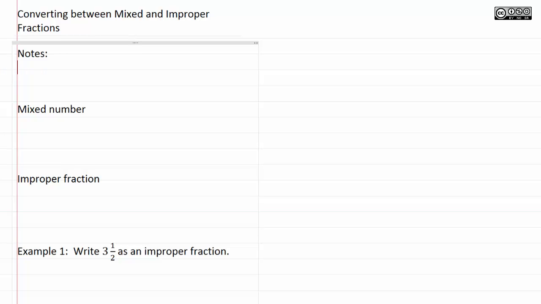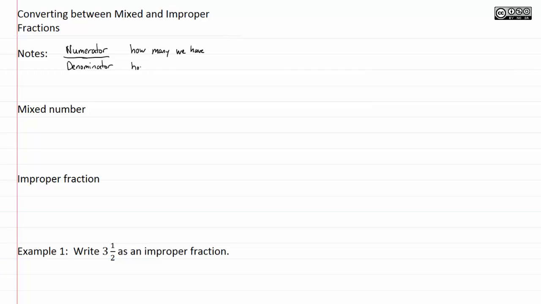In this lesson, we want to talk about converting between mixed and improper fractions. So with fractions, there's some important stuff. Anytime you have a fraction, you have a numerator, and that's the top number, divided by the denominator, and that is the bottom one. The numerator kind of tells us how many parts we have. And the denominator, you can kind of think of it as how many parts make a whole.